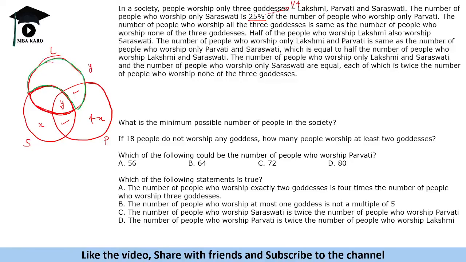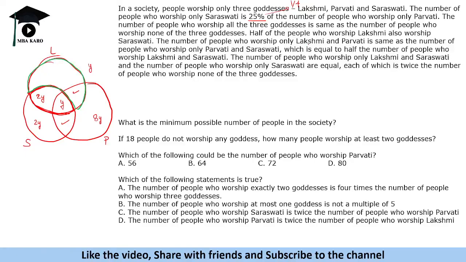The number of people who worship only Lakshmi and Saraswati, that means this part, and the number of people who worship only Saraswati are equal. So this part is equal to x, each of which is twice the number of people who worship none of the three goddesses. So this is equal to 2 times y. So if this is y, this is 2 times y, and this will be 8 times y then. Right, so this we figured out.